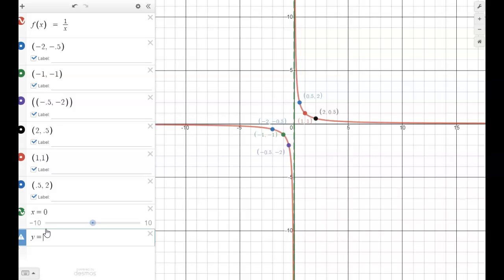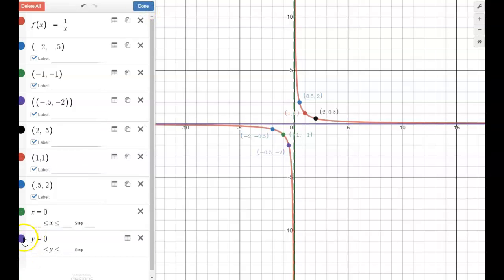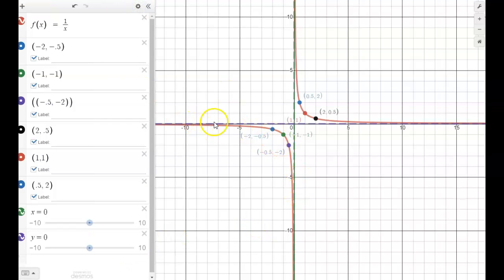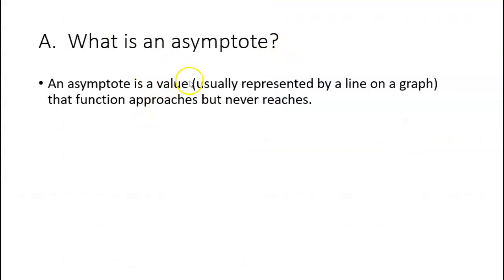Same thing happens on the other side of the graph as well. We'll represent that with a dotted line as well. So the purple dotted line there represents my horizontal asymptote, and my green dotted line represents my vertical asymptote. And what an asymptote is, it basically just is a value represented by these lines that the graph can get closer and closer to, but it will never actually reach. So that brings us to our definition of an asymptote. An asymptote is a value, usually represented by a line on a graph, that a function approaches but never reaches.